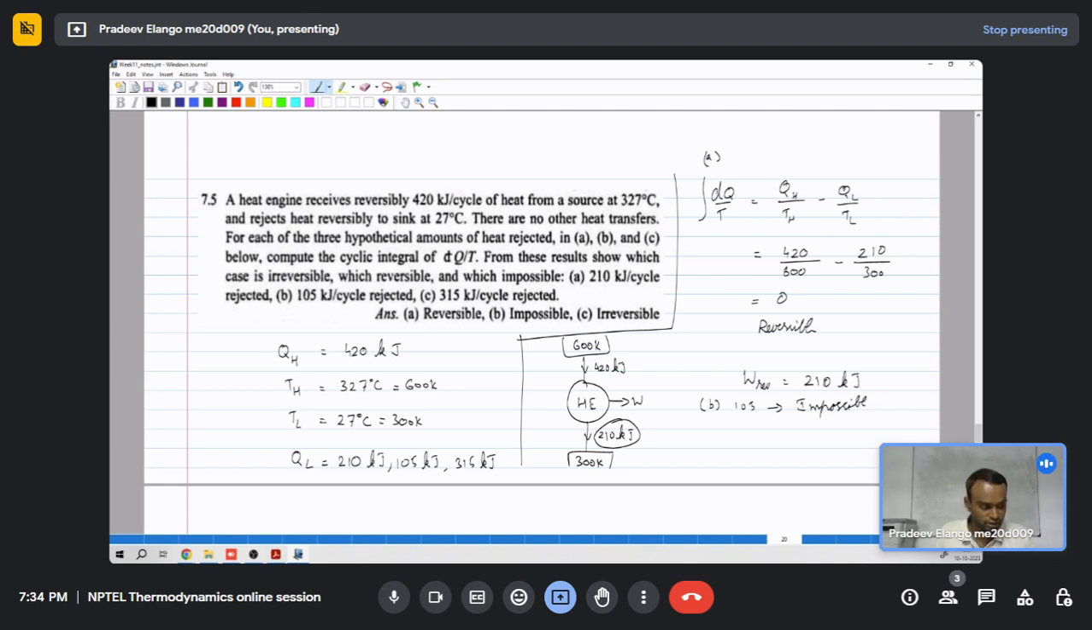We can also calculate all this and we will end up with some positive value. So here the dq by T we can calculate it. I think this is also part of the problem, we have to complete this. So 420 by 600 minus 105 by 300. That is 0.35. So this is positive. We know del Q by T should be less than or equal to 0 for any case, right? If it is 0, it is ideal or reversible case. If it is less than 0, it is possible case. Here it is greater than 0, so we know it is impossible.